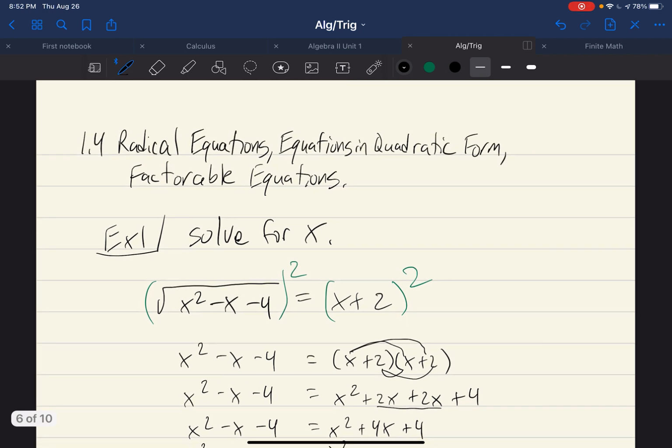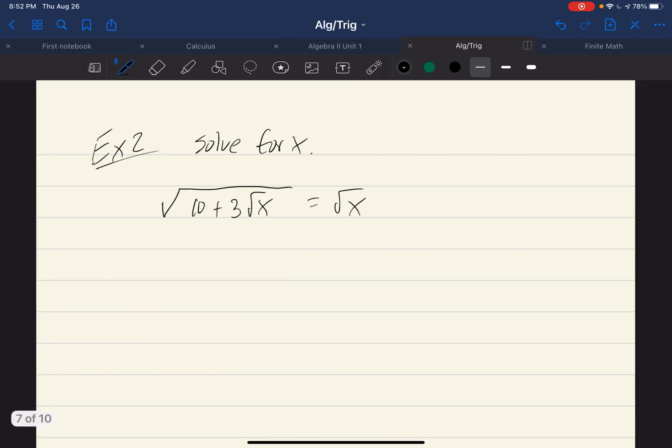Okay, we're going to do one more radical equation, example 2, where you have a double square root. So we have the square root, and then we have a square root underneath. This is kind of a tricky one where you have to actually square each side of the equation twice, as we're going to see. So we're going to square each side. When we do that, we're left with 10 plus 3 square root of x is equal to x.